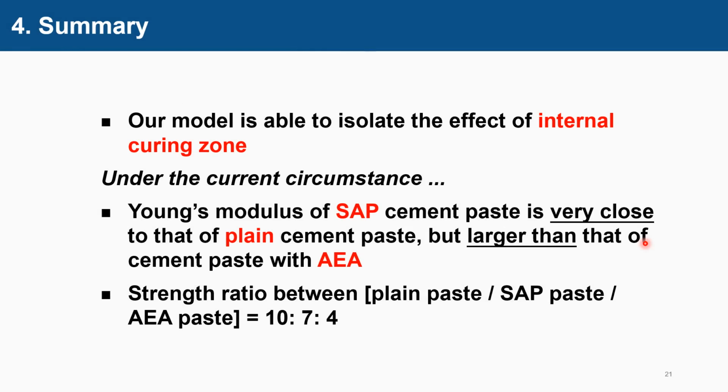Our model based on lattice beam network has the merit of considering internal curing zone. This is done by assigning beams increased modulus and strength, the data of which are based on other researchers' work. At a fixed sap void content, internal curing effect, etc., it seems that the cement paste with sap has a much larger compressive strength than AEA cement paste does, but still lower than the strength of ordinary paste. In addition, sap cement paste is very close to ordinary cement paste with respect to Young's modulus.